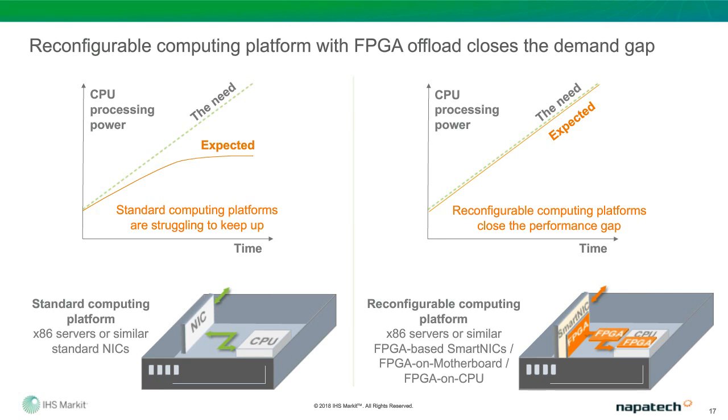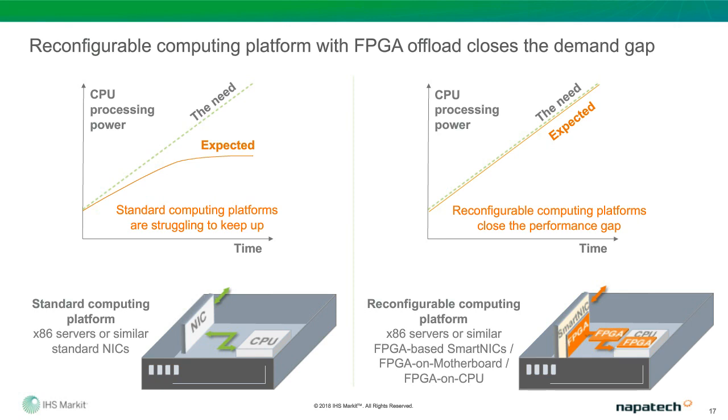And one of the reasons for this is the death of Moore's Law, basically. It's getting harder and harder to keep up with Moore's Law using CPU technology. And that's causing standard servers to struggle to keep up with processing demands, which is driving the need for these offload and programmable adapters. So one of the solutions is to combine FPGAs and CPUs in the same standard server.